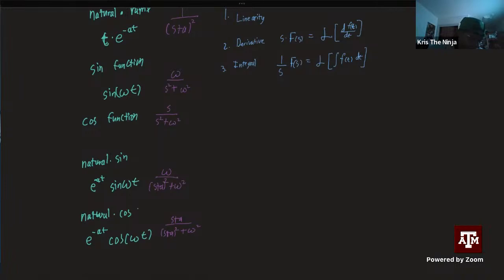There is a time delay property. That's if you have e to the minus s lambda times F of s, that equals the Laplace of f times t minus lambda. Now this pops up most times in sine functions, so that's where you'll see it most often.